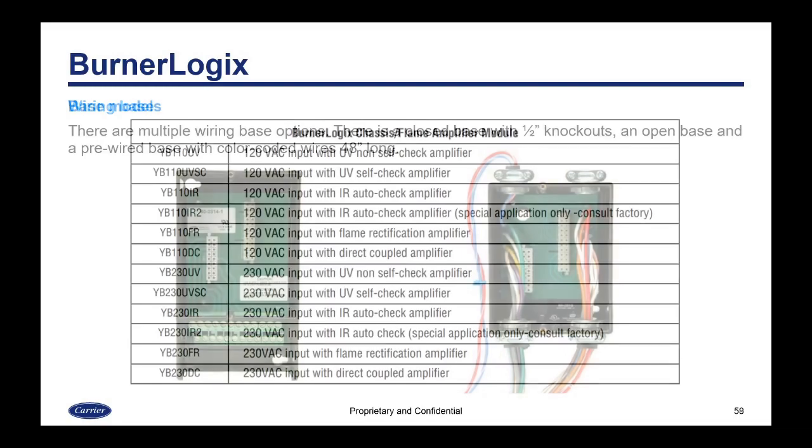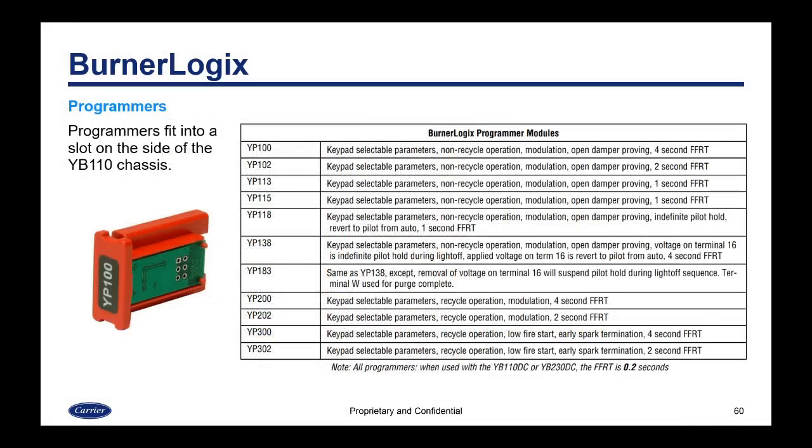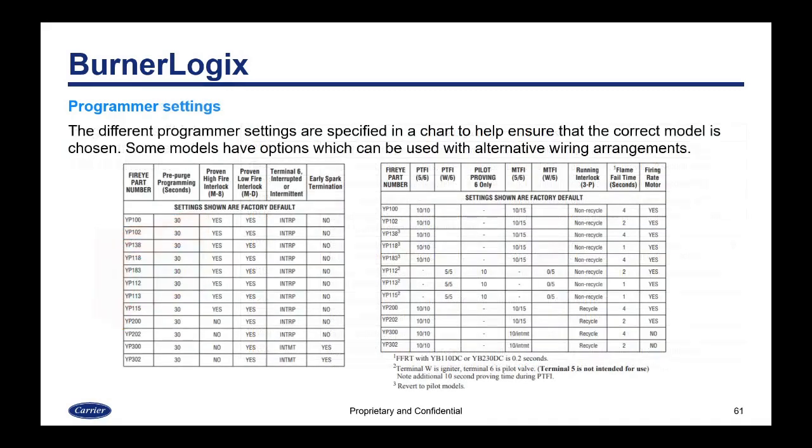So programmers fit into a slot on the side, and this is a listing of the different programmers. And these each would have different operations, such as recycle, non-recycle, different flame fail response times, etc. So you choose the programmer that best fits your application. So the different programmer settings are specified in the chart here to help ensure that the correct model is chosen.